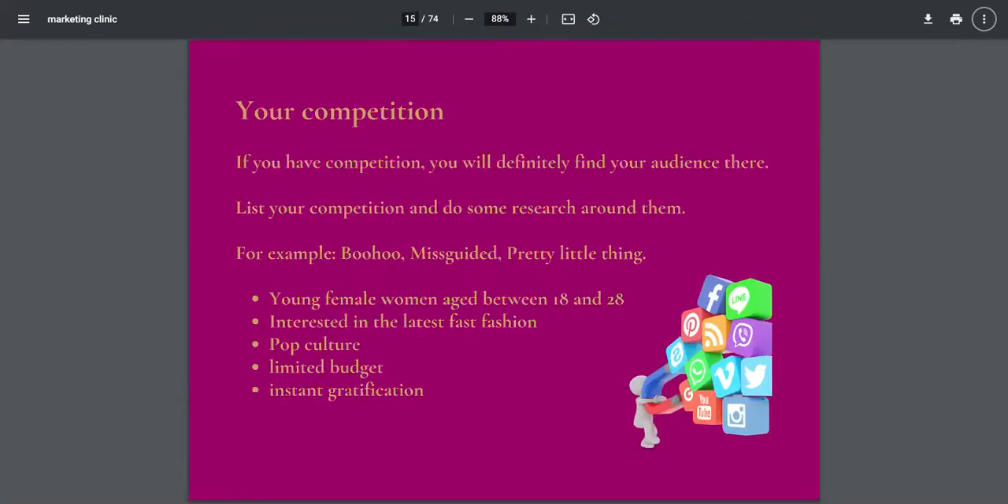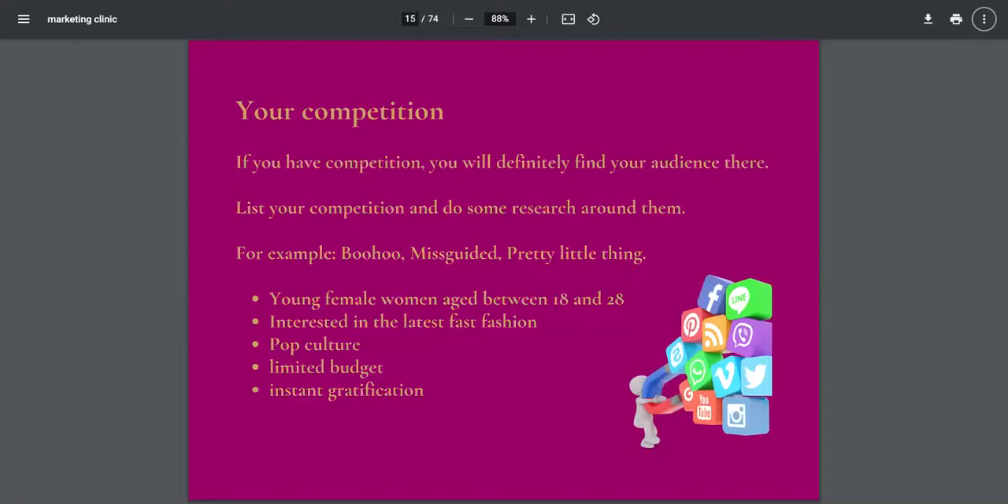And your competition. If you have a competition, you will definitely find your audience there. List your competition and do some research around them. So for example, fashion. The reason why this is fashion based is that I work with a lot of fashion and beauty companies, so allow me to talk about it that way.